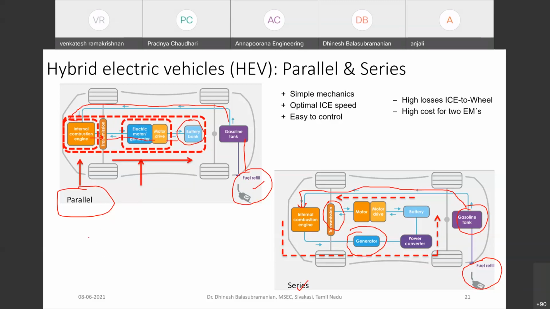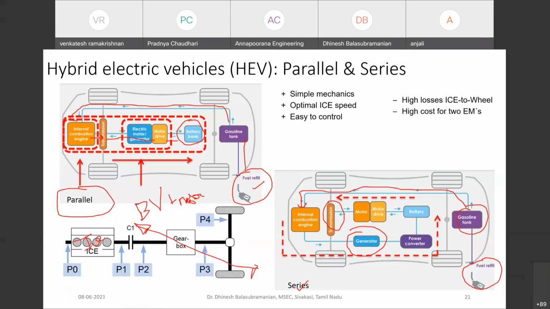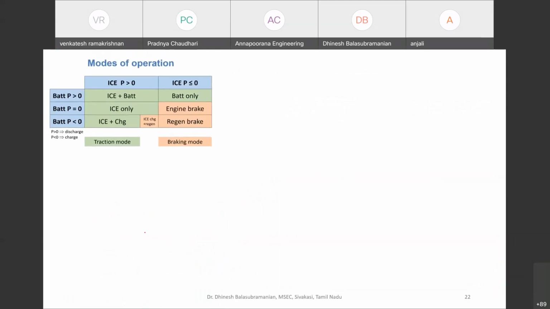Here the power supply is by means of two sources. Either it can be by means of an internal combustion engine or a battery based motor system. So here the power can be transmitted by means of two energy sources. One is an electric motor and another one is an internal combustion engine. But these two are completely a failure model, which is not in current usage. So in the late 2000s itself, people started using series and parallel hybrid combination.